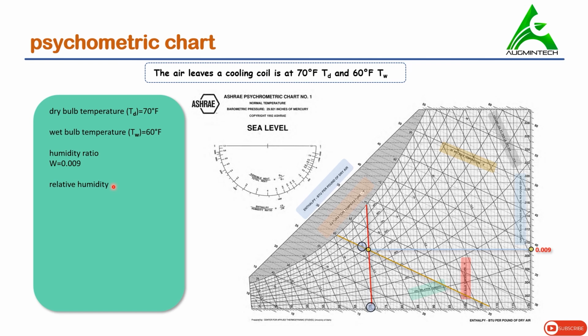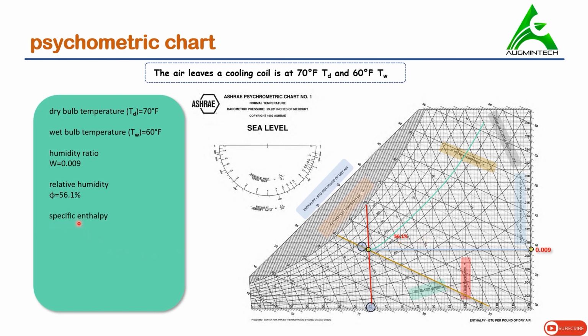Now we'll find relative humidity. To do so, we need to draw a line from this intersection point parallel to relative humidity line. So this is how that line looks like. If you see clearly, the value of this relative humidity line lies between 50% and 60%. So it's more or less very close to 56.1%. So we'll take that value.